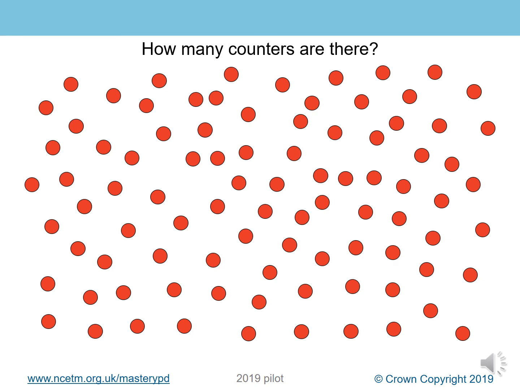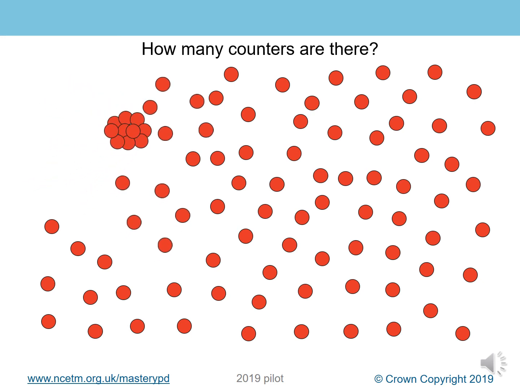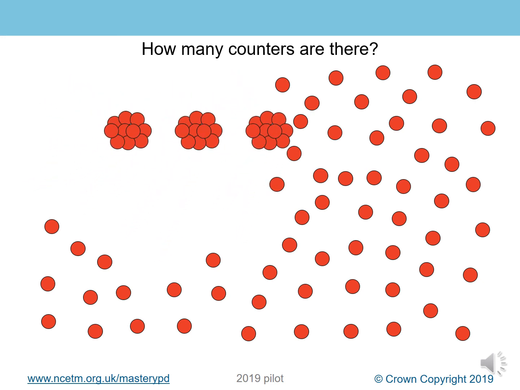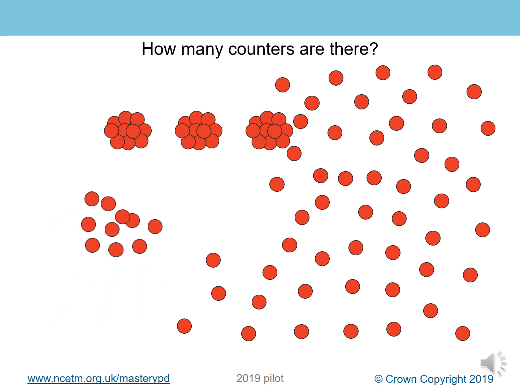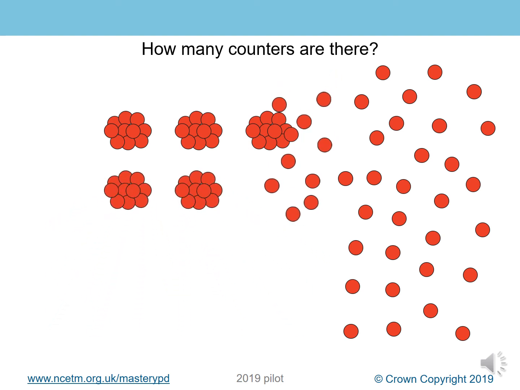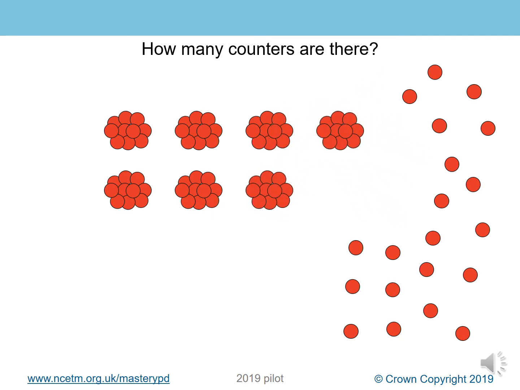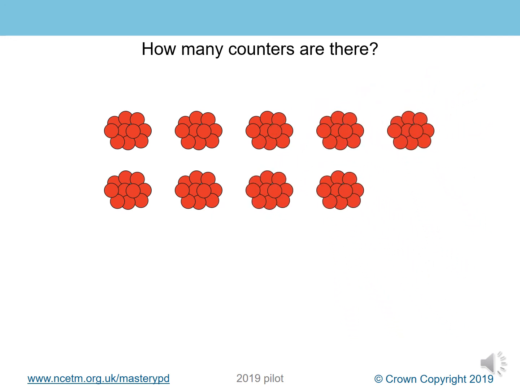Now, we're going to be counting in tens, so it would be easy, wouldn't it, to have them in groups of 10. So I've put them into groups of 10 for you. Okay, how many do we have there? So I've got 10, 20, 30, 40, 50, 60, 70, 80, 90. So there are 90 counters.